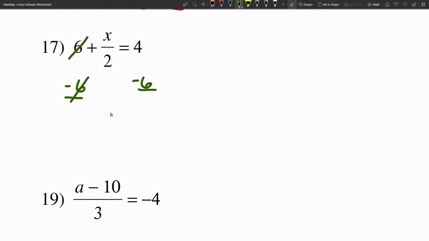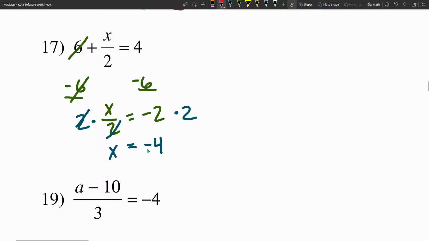6 minus 6 is 0, so we have x over 2 equals 4 minus 6, which is a negative 2. Last step, in order to isolate the x, we multiply by that denominator. 2 times 1/2 is going to equal x, and that's going to be equal to negative 2 times 2, which is a negative 4. So negative 4 is my solution for number 17.